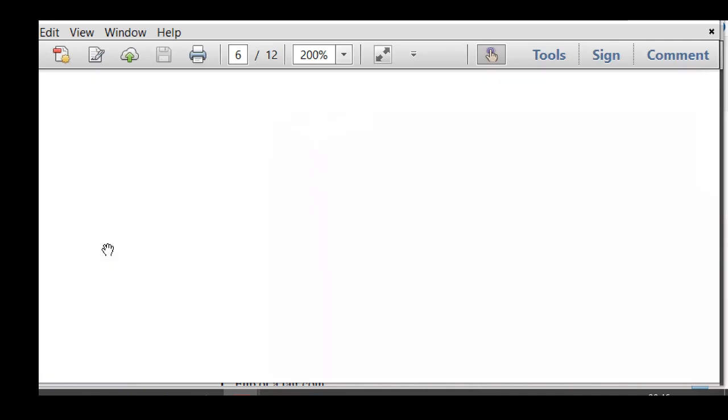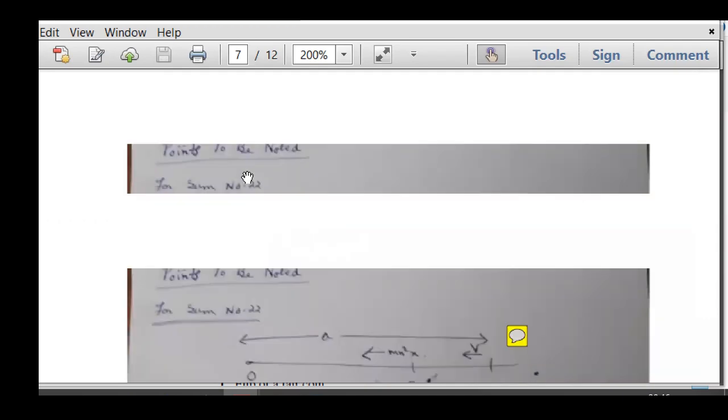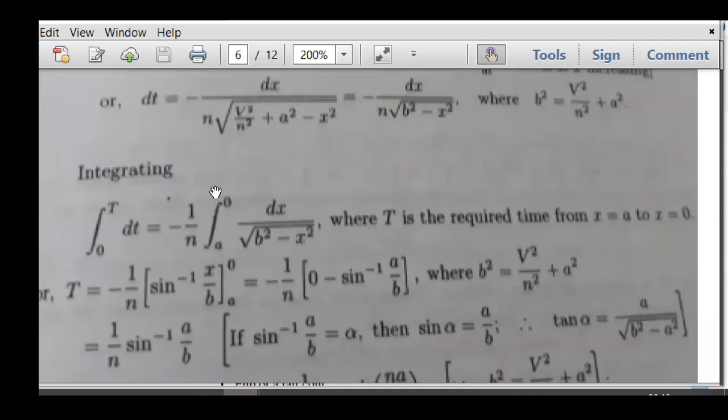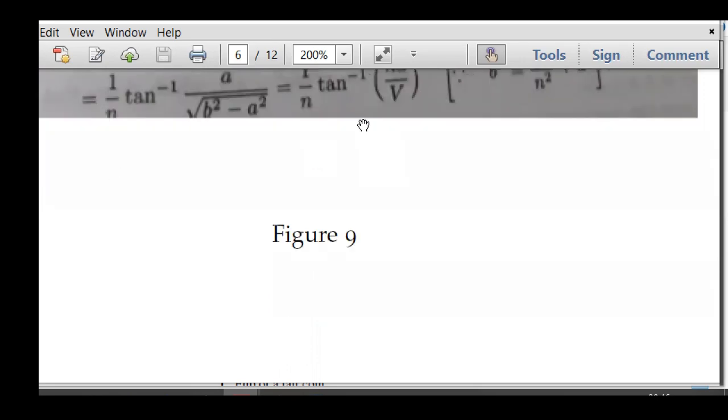That means you are at a distance small a. And when you reach here, there is no distance from O. You are on O itself, so 0. So obviously these limits are quite justified. The minus sign is already justified, and you perform the integration and find out the result. And you will see this result is coming.